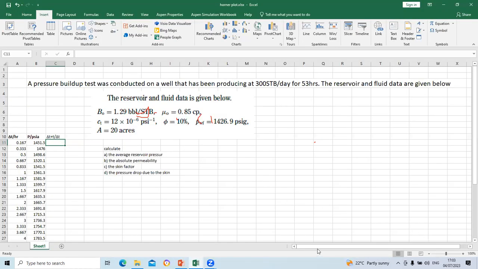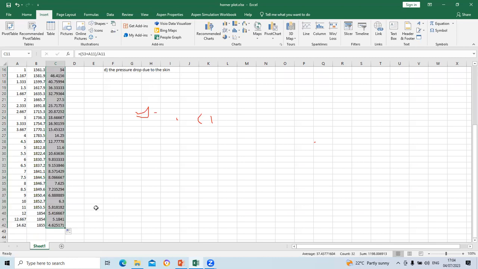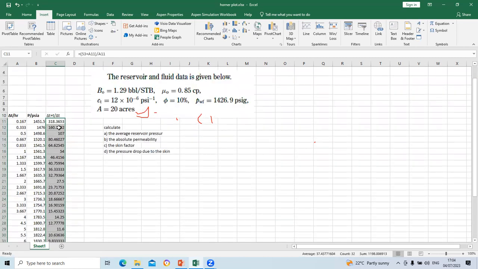So our production time there is 53. We'll put it in brackets so that the software does not misunderstand our formula. We have to start with the equals sign. We open our bracket, we have 53 plus our shut-in time. This is our shut-in time. Then we close the bracket, divided by our shut-in time again. We press enter, so that is our time. Then we take it down, and it does the calculation for us. So that is our Horner's time.